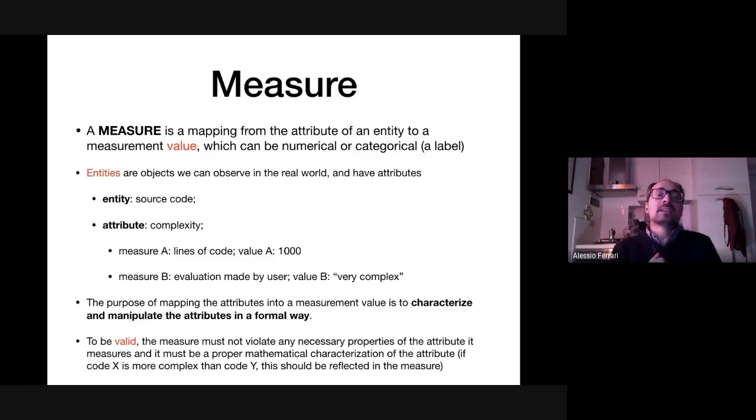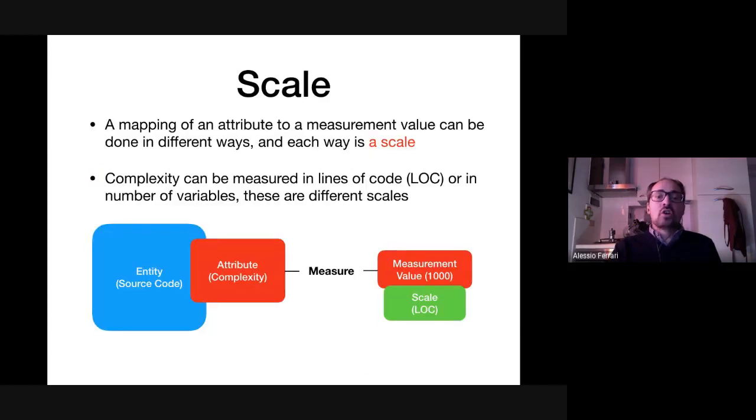But what is the overall goal of having measures associated to data? So, having measures associated to attributes of the entity in my environment. The goal is to characterize and manipulate the attributes in a formal way. So once I have measures, I can do better comparison, I can do some statistics. And the more exact the measure is, the more powerful the measure is, the more powerful statistics I can apply. So let's look at another definition.